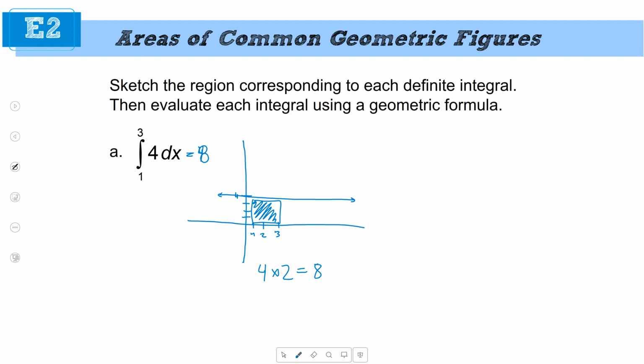Ask your question again. Yeah, the notation says what is the area under the function 4 from 1 to 3? 2 times 4 is 8. 2 wide, 4 high. Why did you do height times width? Why did you do 4? The top and the bottom is not 4. It's hard to write on the 4.